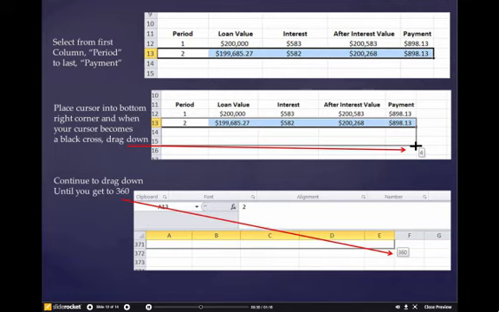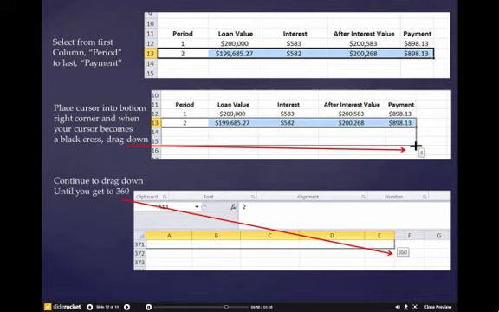You're going to keep dragging it down, and you're going to see your screen start to go. You're going to go all the way down to 360. Now this is if you have a 30-year mortgage. If you do a 15-year mortgage, it's only going to be half that much, or 180 rows. But if you do have a 30-year, you're going to bring it all the way down to 360.